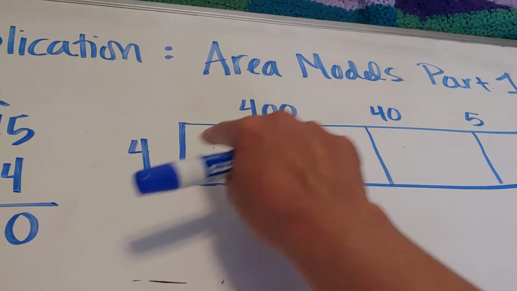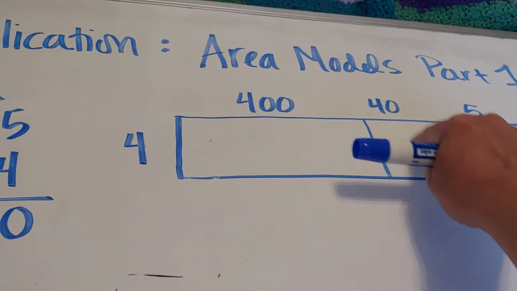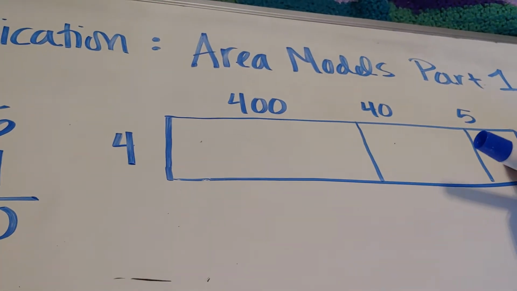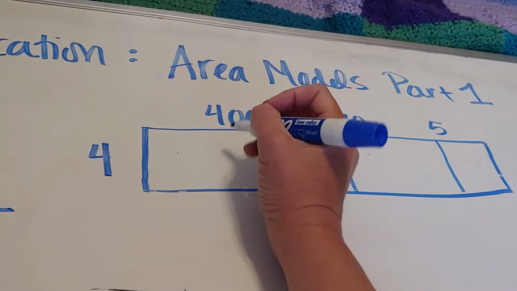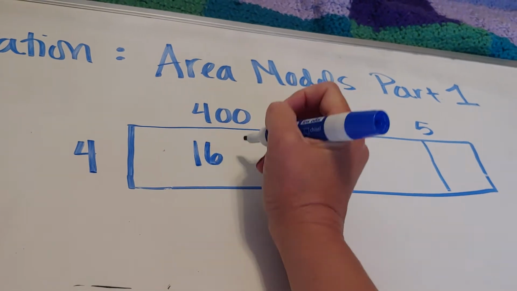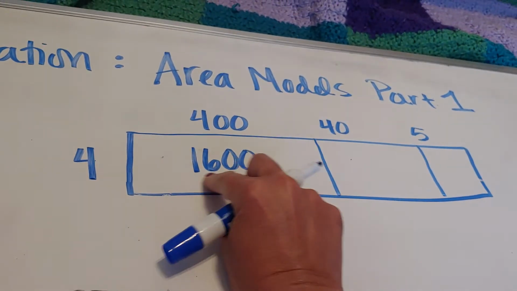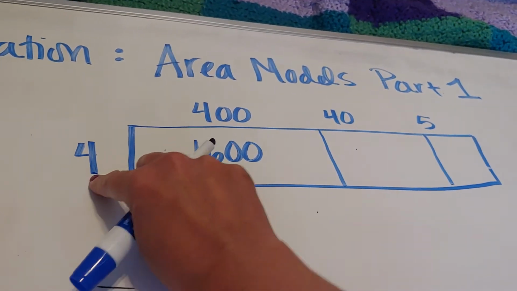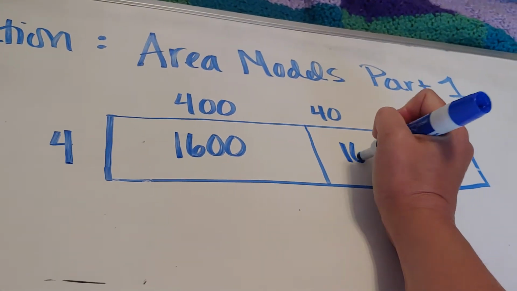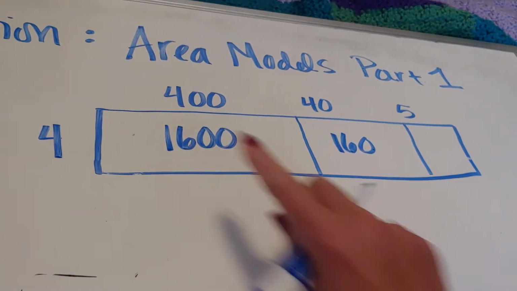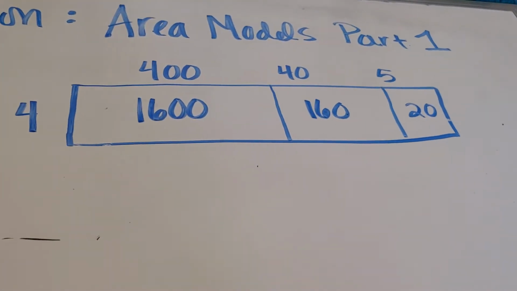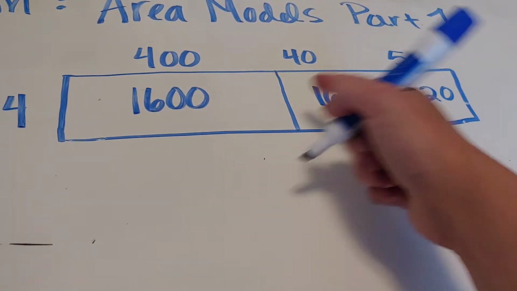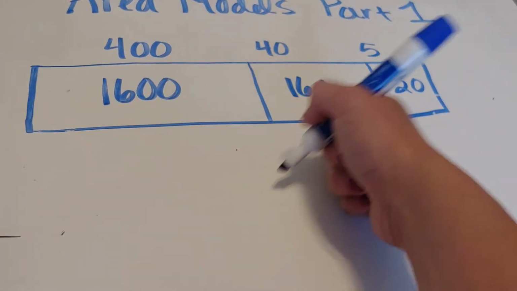Now we're going to multiply 4 times 400, write the answer here. 4 times 40, write the answer here. 4 times 5, write the answer here. And then see what we get total. So 4 times 400 is 16 with 2 zeros. 4 times 40 is 16 with 1 zero. And 5 times 4 is 20. Now we're going to add these numbers together.